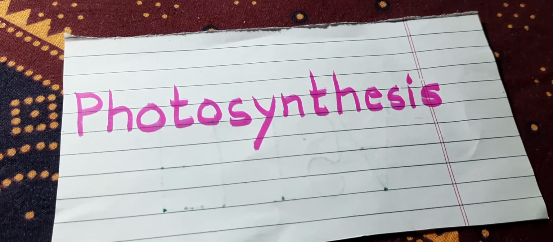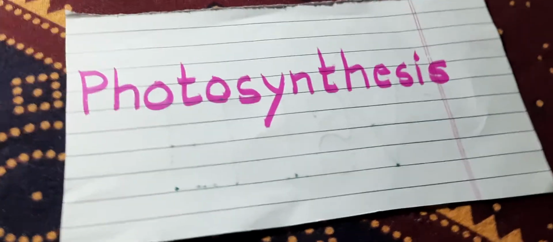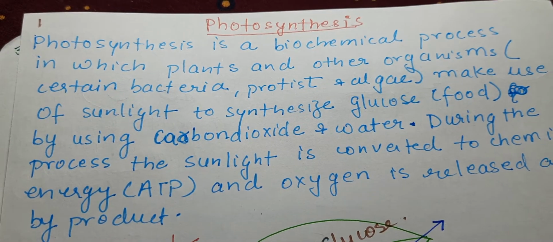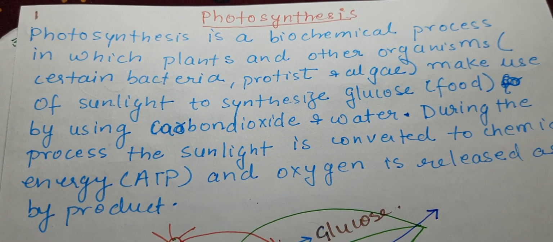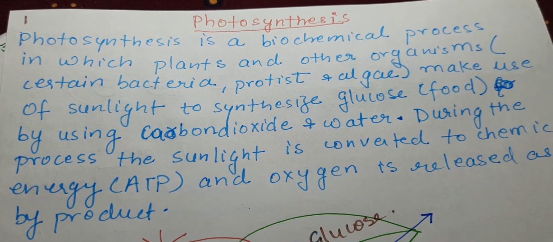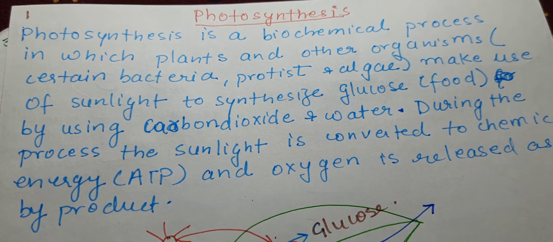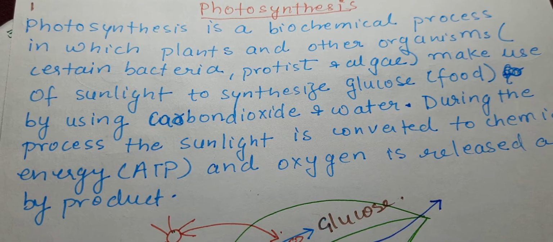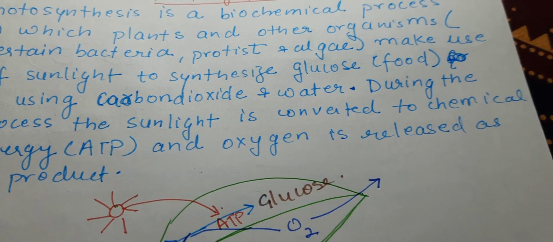Dear student, today we will talk about photosynthesis. Now, photosynthesis is a biochemical process in which plants and other organisms, such as certain bacteria, protists, and algae, make use of sunlight to synthesize glucose, which is known as food, by using carbon dioxide and water.